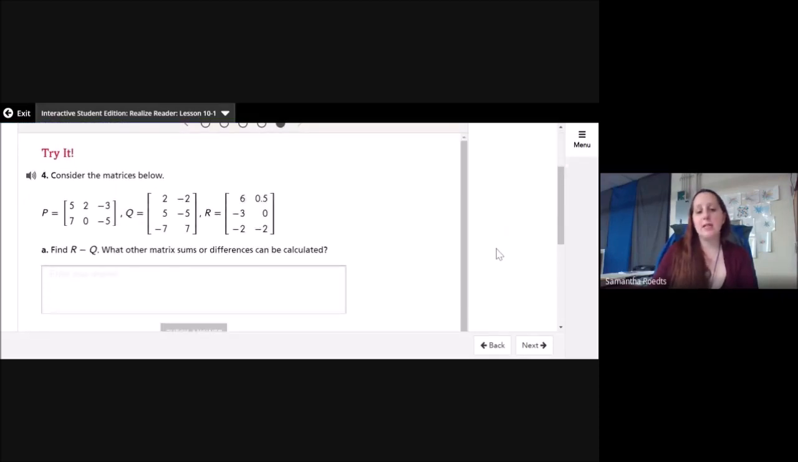Let's try it. Consider the matrices below, P, Q, and R. Find R minus Q. What other matrix sums or differences can be calculated? Notice that P is a 2 by 3 matrix, while Q and R are both 3 by 2 matrices. This means I can't do anything with P, but I can add or subtract Q and R from each other. So if I do R minus Q, I'm going to get a 3 by 2 matrix. So 6 minus 2 is 4. 0.5 minus negative 2 is 2.5. Negative 3 minus 5 is negative 8.